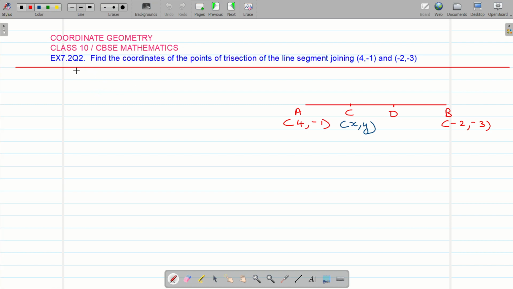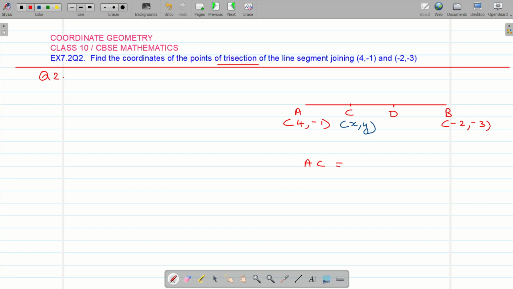Now question number 2, exercise 7.2. Find the coordinates of the points of trisection of the line segment joining 4 comma minus 1 and minus 2 comma minus 3. Trisection means it is divided into 3 equal parts. Bisection is divided into 2 equal parts, and trisection means divided into 3 equal parts.